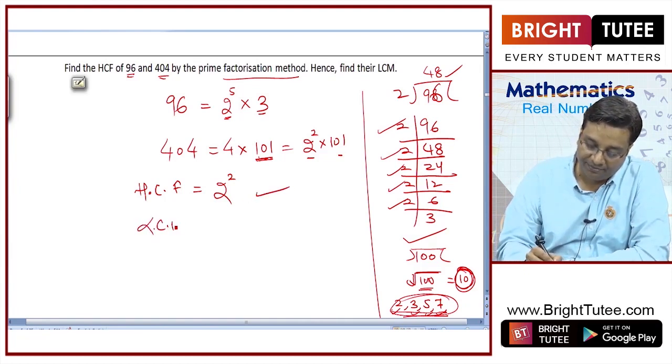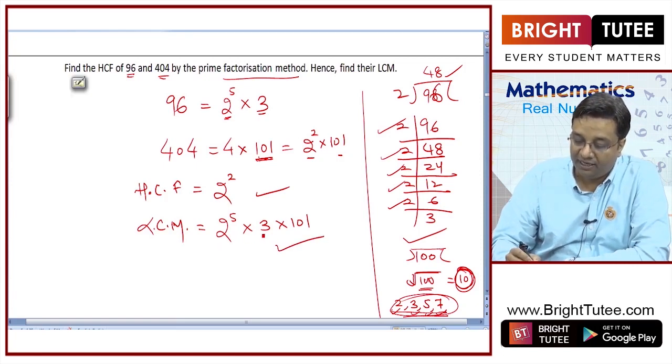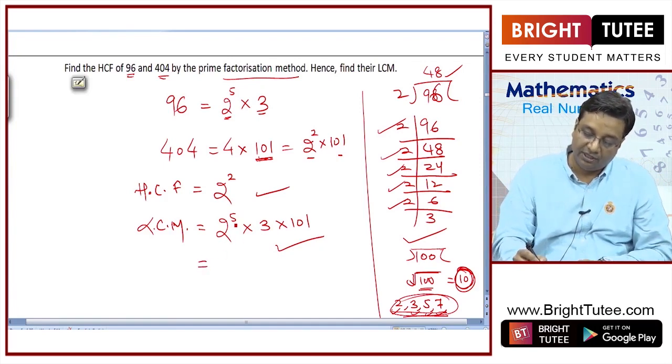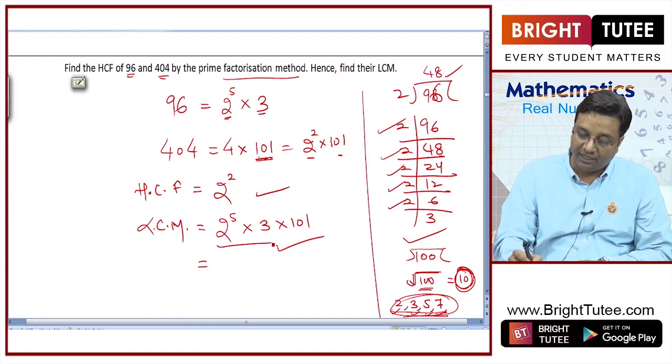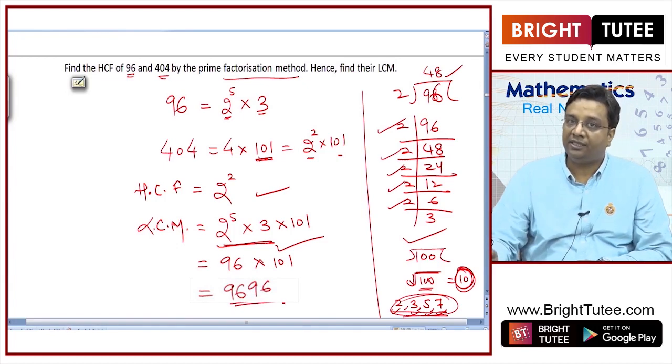And LCM is equal to, we will consider the higher powers. 2 raised to power 5 will be considered, 3 will be considered, 101 will be considered. So this is the LCM, right? Now you can multiply and write it in a single number form, okay? So this is nothing but 96 and this is 101, right? So if you multiply it by 101, you can write it as 9696. So this is the LCM.